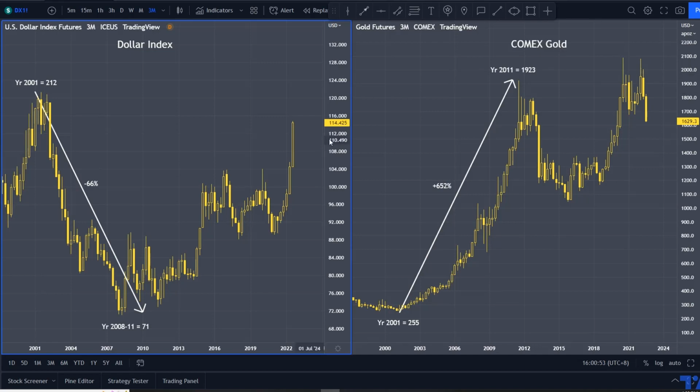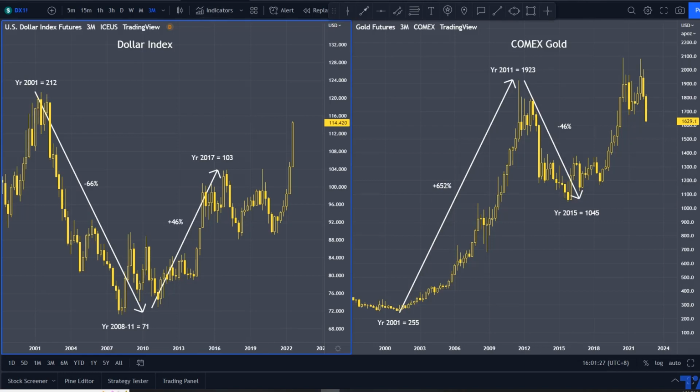Now, we mentioned that a currency is a pair. Just remember that gold is also a currency pair against the US dollar. And we could see that from 2001, as the US dollar depreciated down 66%, gold appreciated up 652%. Now, as the dollar index appreciated between this period and 2017 by up 46%, gold depreciated exactly down 46% as well.